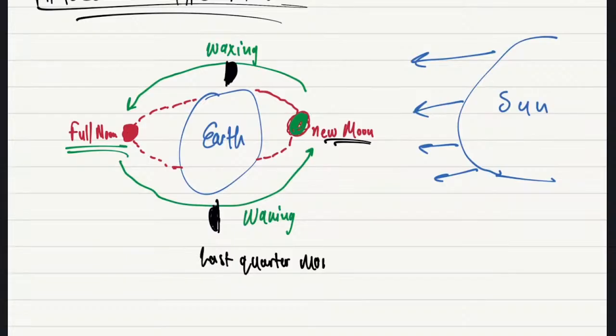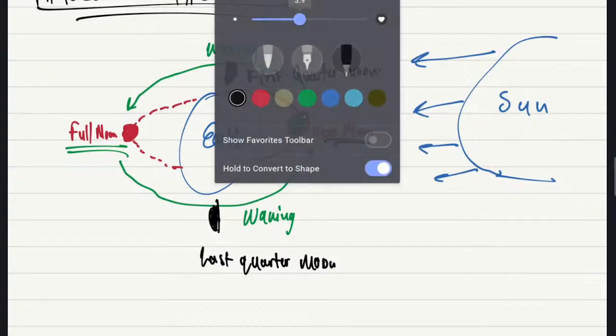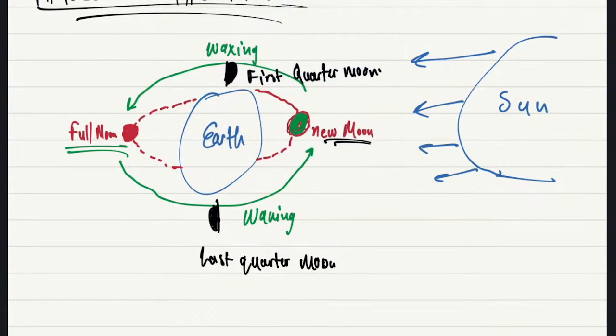Then here is the first quarter moon. Okay? It is half, but it is increasing. So it is half, but is increasing. When the moon is above half, we don't know if it is growing larger, which means waxing, or going smaller, which means waning.